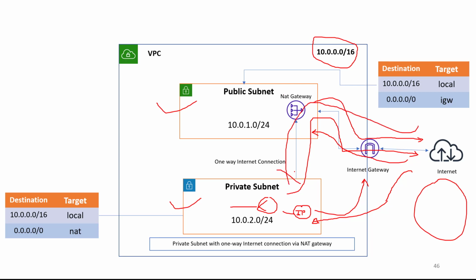So this is a cross. So nobody can access your instance from the internet. This is really important. You can see here the private subnet has a one-way internet connection via the NAT gateway.